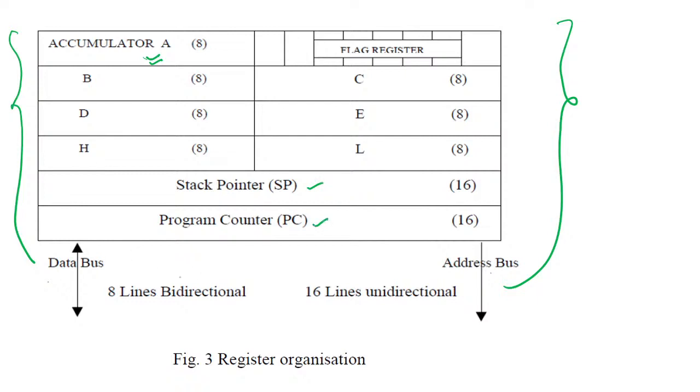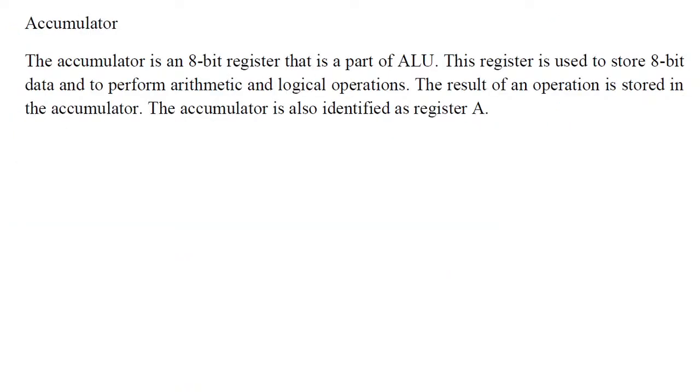Okay, this register file is connected to the data bus and the address bus. Address bus is a 16-bit bus and data bus is an 8-bit bus. The accumulator is the 8-bit register that is part of the ALU. This register is used to store 8-bit data and perform arithmetic and logical operations. The result of an operation is stored in the accumulator. The accumulator is also identified as register A.